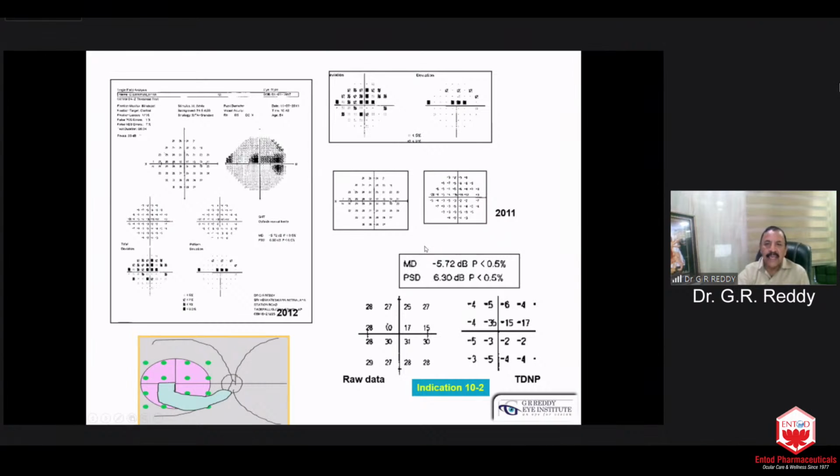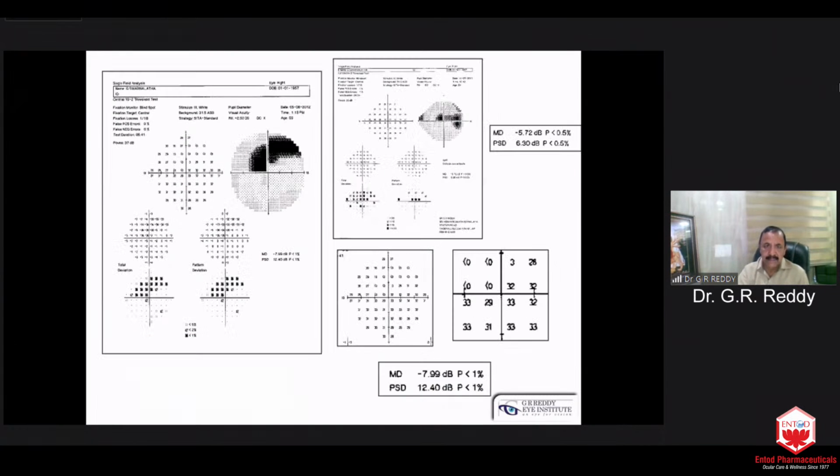And actually, I didn't do the 10-2 in 2011 because my knowledge 10 years back regarding glaucoma starting within 10 degrees, what I have today, I didn't have that concept. Then in 2012, I did the 10-2. Once I did the 10-2, there is a huge scotoma. And even this scotoma, even in 10 degrees, you see started at the 1 degree point.